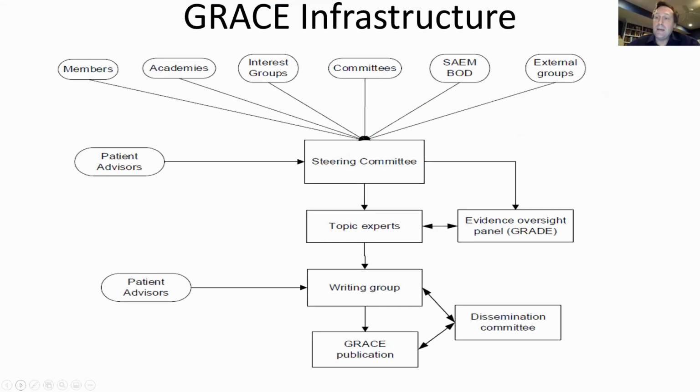We're going to be guided by a steering committee who's going to select topic experts each year that form a writing group, and the overview of the evidence and the strength of recommendations are going to be guided by the GRADE criteria, which we'll talk more about in just a minute. We're also going to include patient advisors to give us the very important and probably essential patient perspective. We're also going to have a firm dissemination plan.